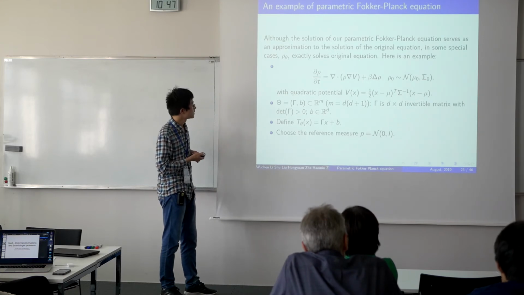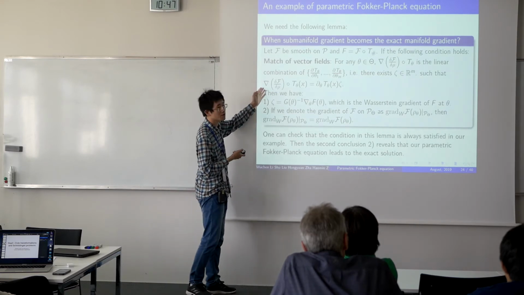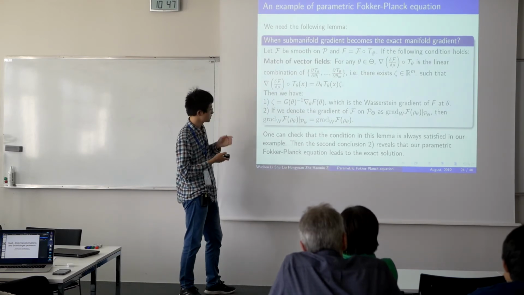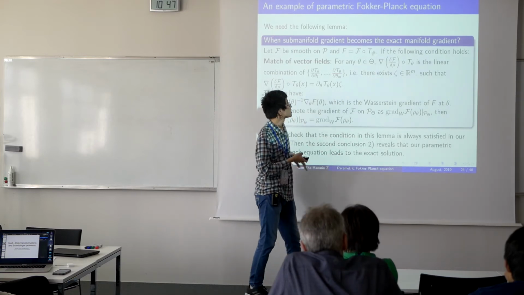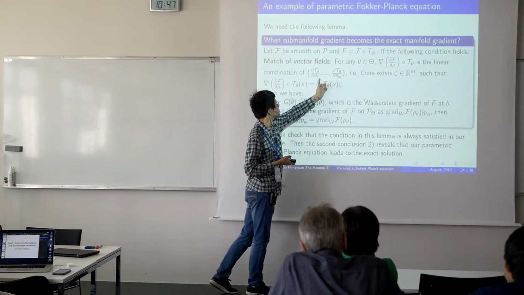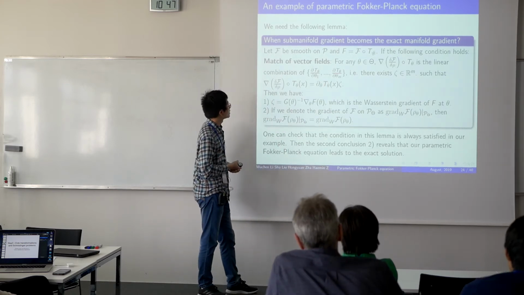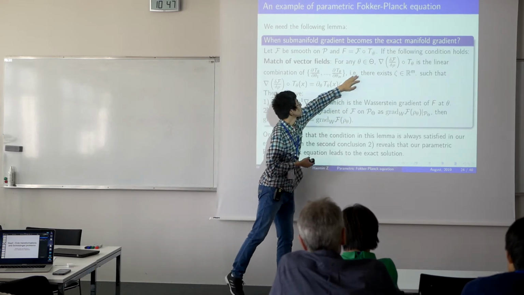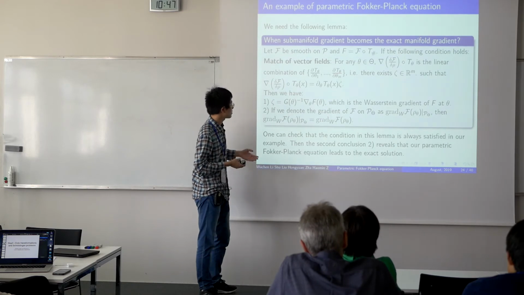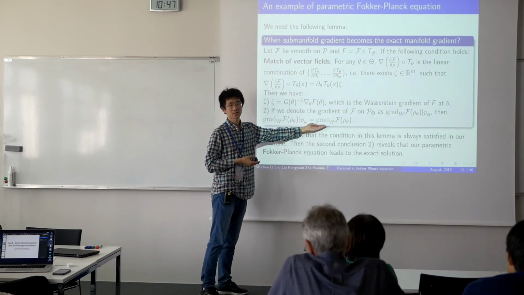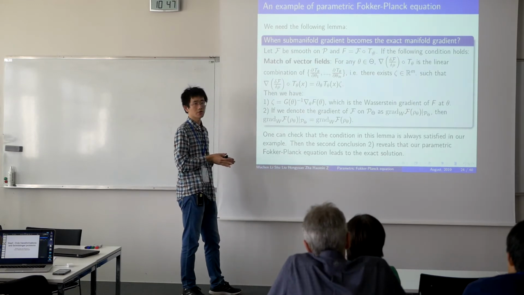And the proof is actually in this lemma. So I won't read it, but I will give an intuitive explanation of it. The lemma just says that you consider this vector field. If it is a linear combination of these vector fields, which come from the derivative of T theta, then this exactly means that this equation holds. Then you can show that the submanifold gradient is the exact manifold gradient. So in this case, there's no local error.